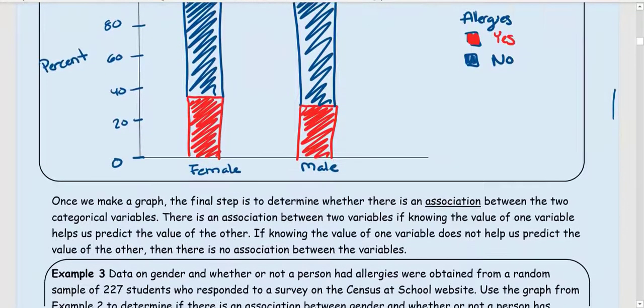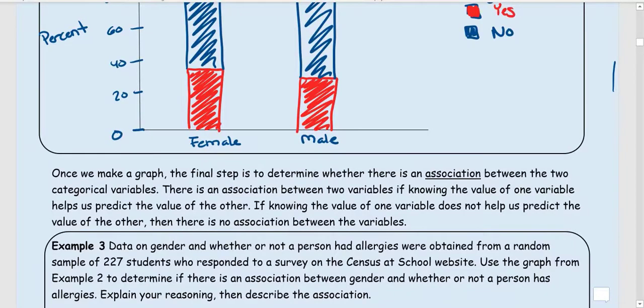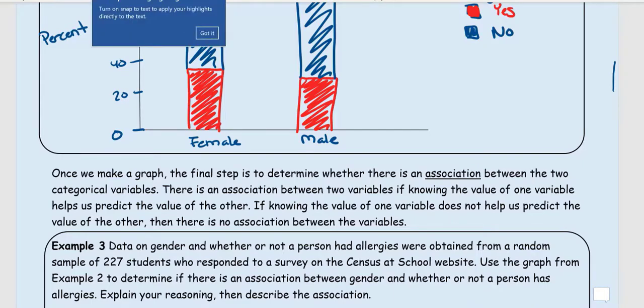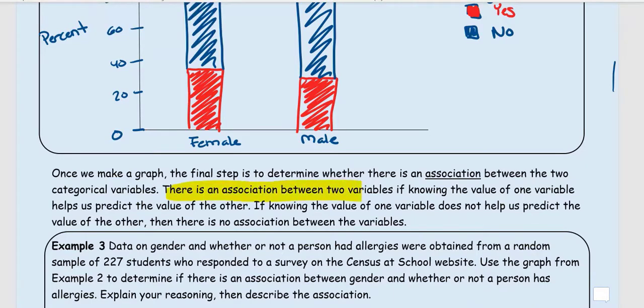So once we make a graph, the final step is to determine whether there's an association between the two categorical variables. There is an association between two variables if knowing the value of one variable helps us predict the value of the other. I would highlight this. So if knowing the value of one variable does not help us predict the value of the other, then there is no association between the two variables.